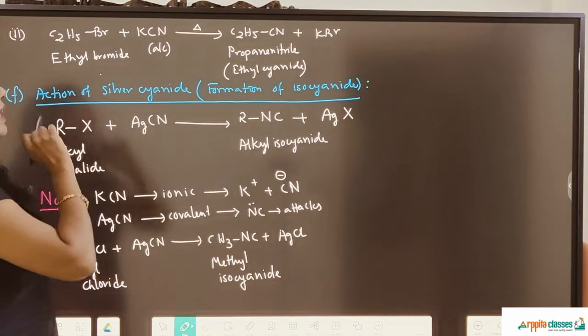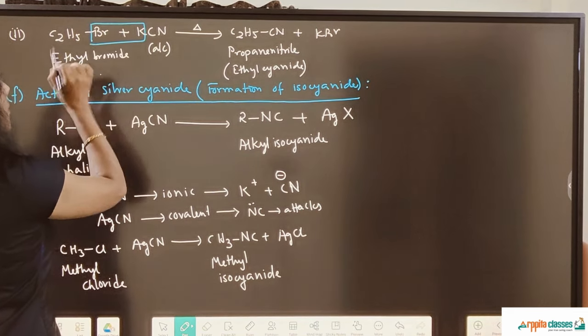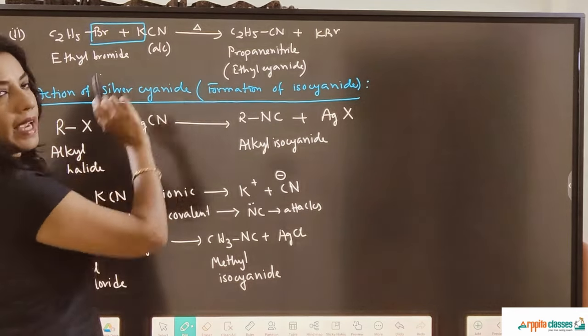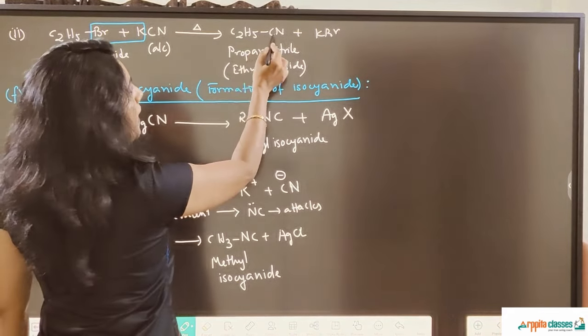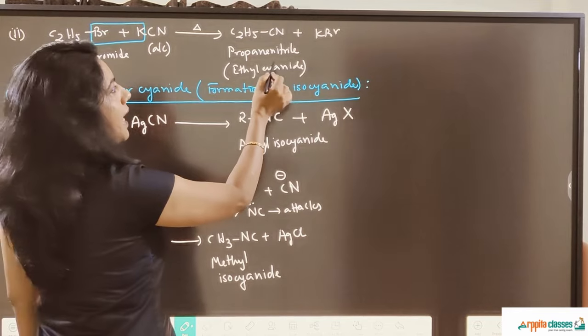C2H5Br, that is ethyl bromide, plus KCN. So KBr will be coming out from here and you get C2H5CN. What is the name? Propane nitrile. There are 3 carbon atoms. So propane nitrile, or you can call it ethyl cyanide.